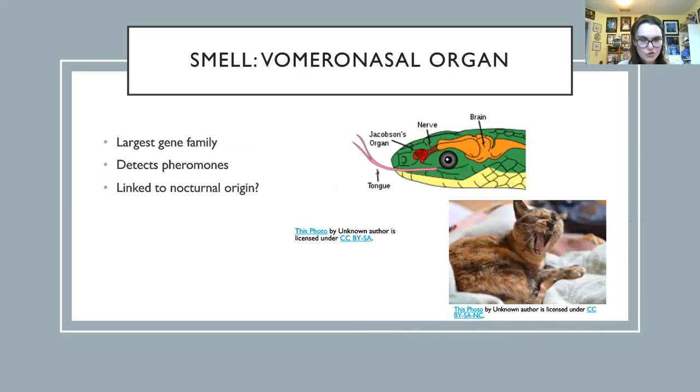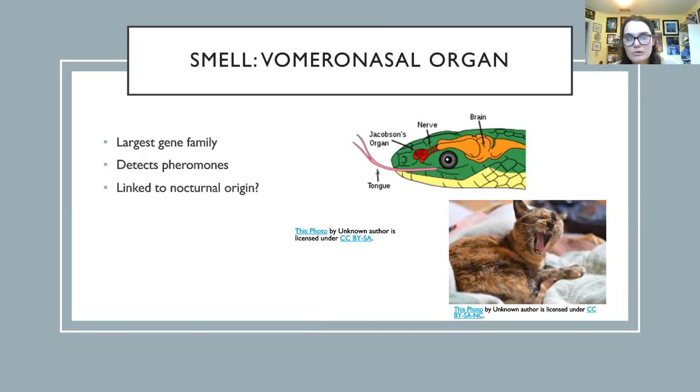And I chose smell for one mammalian sense organ. Specifically, I'm going to talk about the vomeronasal organ. It is the largest gene family in the genome, and the vomeronasal organ can detect pheromones and different kinds of scents. We see this in a variety of animals, including snakes and felines as well, which we'll talk about in just a moment.